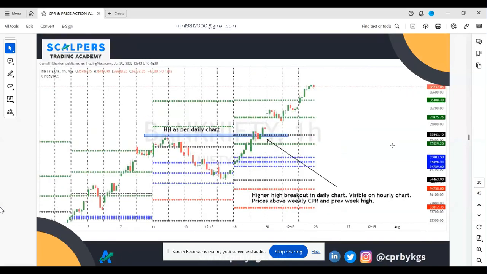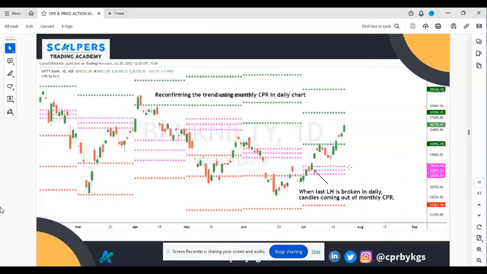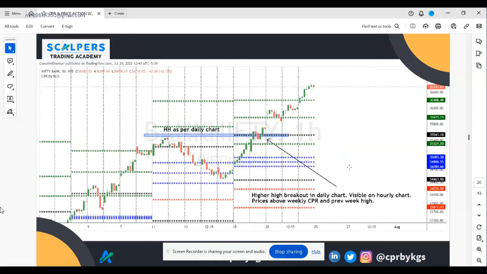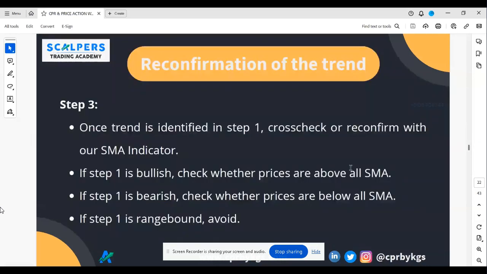And at the same time, if the candles are above weekly CPR, then that is also a high probable trade. And if the prices are going above CPR every time, above daily CPR in 5 minutes chart, this is 5 minutes chart, prices are above daily CPR, then these are the high probable trades. See, the prices are above monthly CPR, prices are above weekly CPR, prices are above daily CPR. So this is called as a high probable trade.